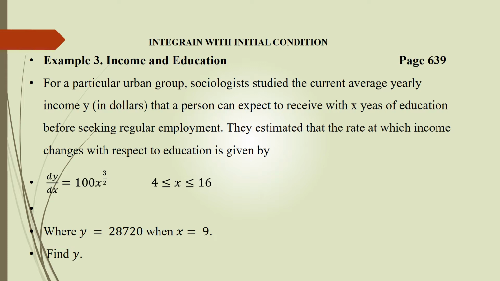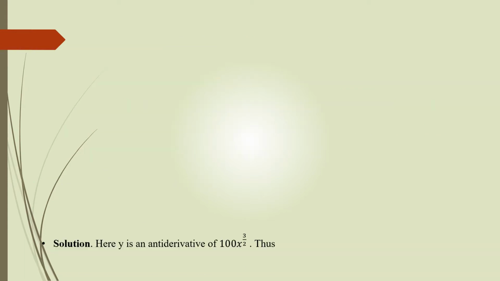So here we need to find the value of y, and its initial condition is already given: when y is equal to 28,720, then x is equal to 9. Okay, so let's move towards the solution.